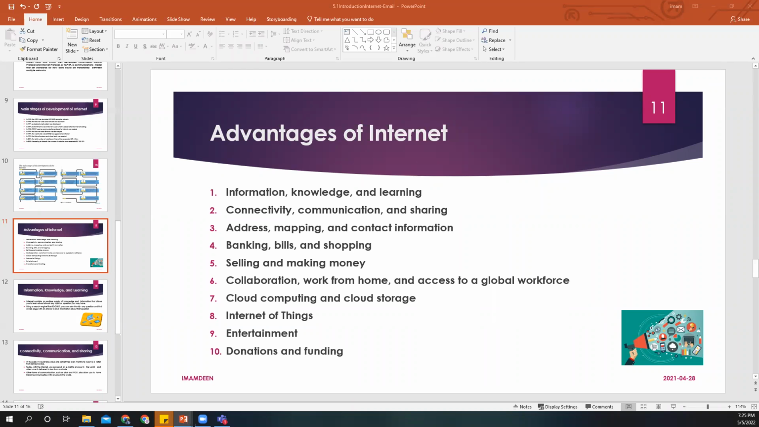And address mapping and contact information. That is also very easy. Banking, billing, shopping, selling and making money: after the internet came, all of this is work from home, it has become easy for you, right? Sitting in one place you can earn, you can sell. That's why I say banking, billing, shopping, selling and making money. Write down the advantages, right?